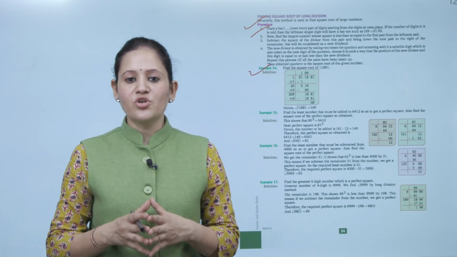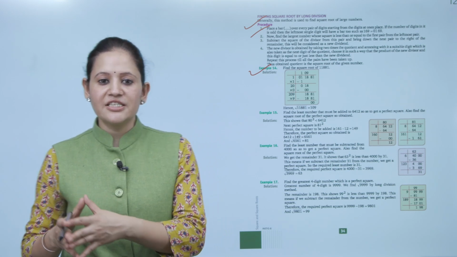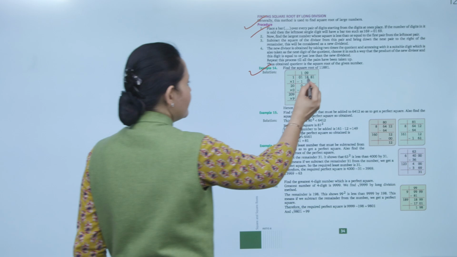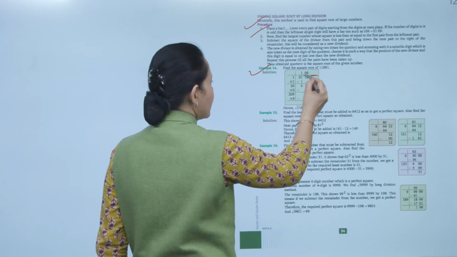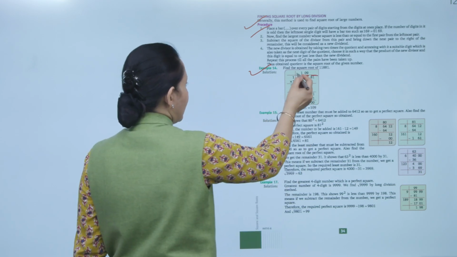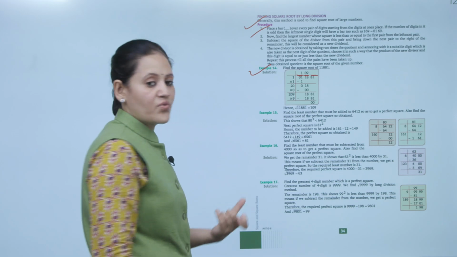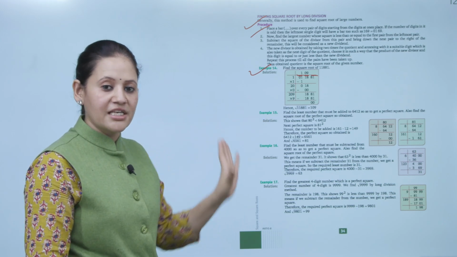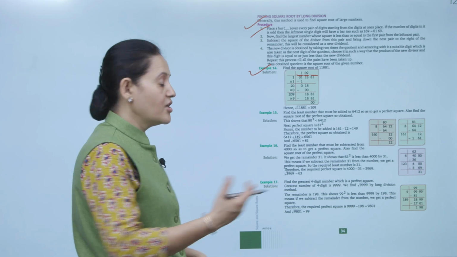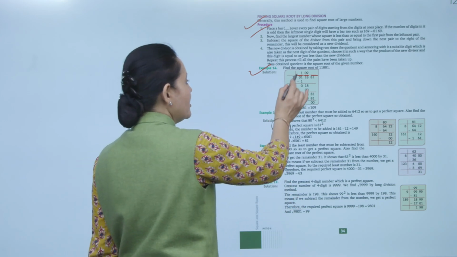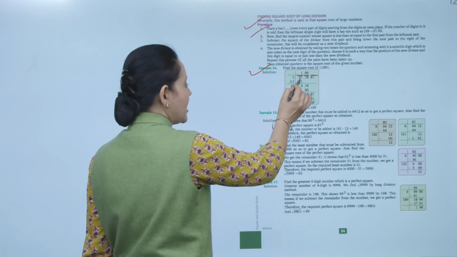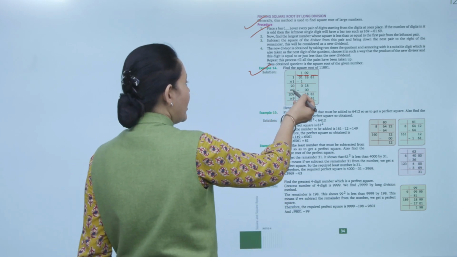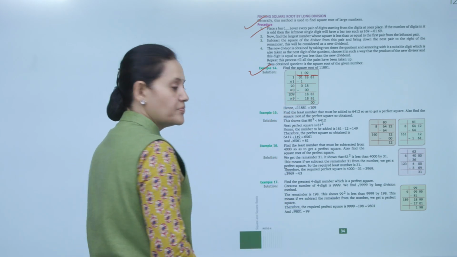Find the square root of 11,881. So start making pairs from the right hand side. First pair, second pair, and then 1. So the first number is 1. We have to find a number whose square is either equal to 1 or less than 1. So square of 1 is equal to 1. So we'll write 1 in the quotient and 1 subtract करेंगे. So we'll get 0. Now 1 plus 1, 2.